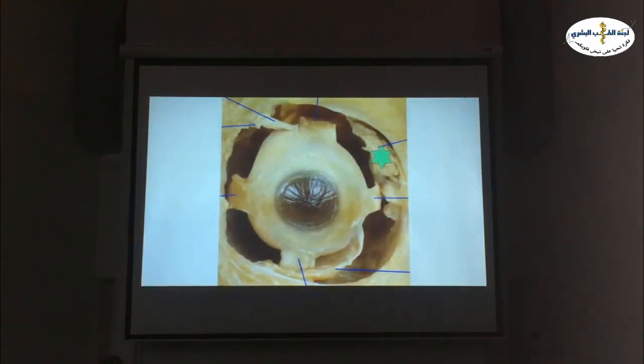This is the lacrimal gland, upper part of the orbit. Medial rectus, superior oblique, superior rectus, lateral rectus, inferior rectus, and this is the inferior oblique coming from the floor of the orbit, going laterally, inserting on the eyeball.